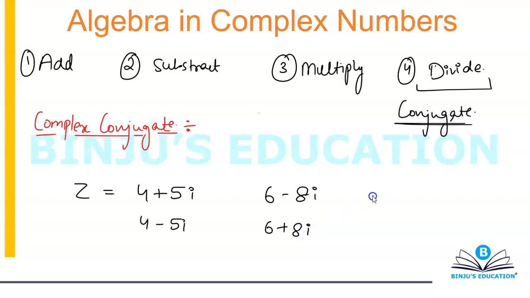If I have a number minus 3 plus 4 iota, then the complex conjugate is minus 3 minus 4 iota. The sign which connects the real part and the imaginary part, you're going to interchange that sign only, that's it, nothing else.